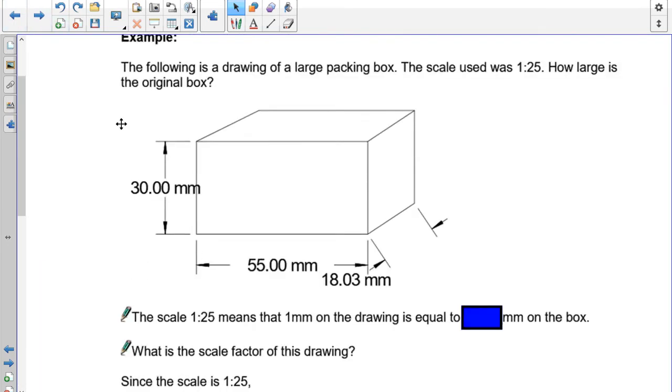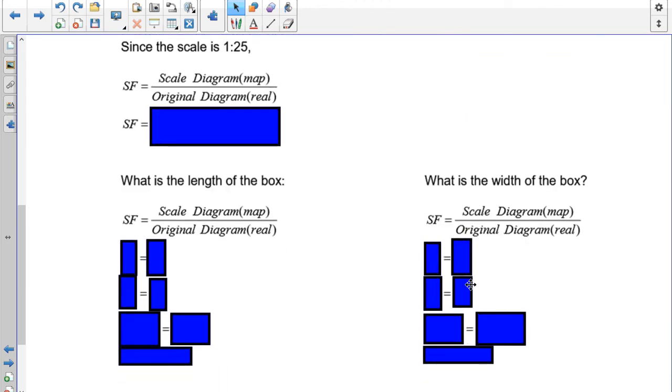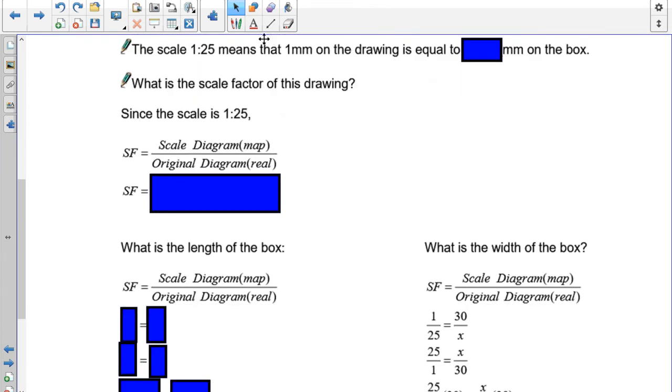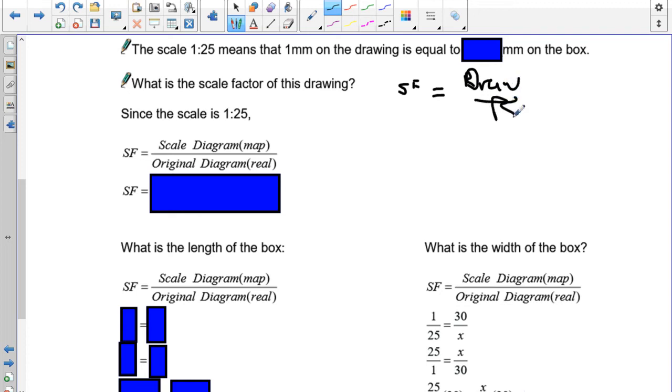Okay, let's go back and do the other one here, because you may have used the 18.3, but that doesn't cause any difficulties because our scale factor is still going to be equal to the drawing over the real. I'm going to shorten it up. So my scale factor is going to be equal to 1 over 25, right? So that's okay. That's what we already know. Now to set this up, we know the scale factor is 1 over 25.